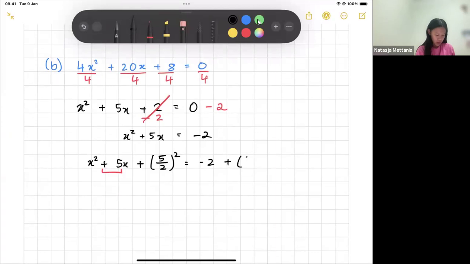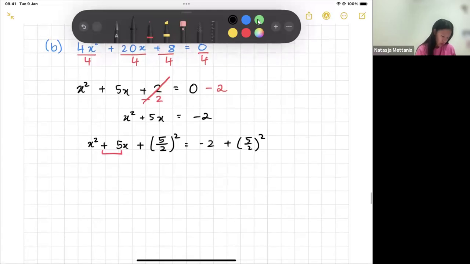What I do to one side, I must do to the other. Now we are going to factorize it, because 5 divided by 2 can't give me a nice whole number. So therefore, I'm just going to leave it as a fraction, and I'm going to go straight to the factorization. So this is a positive 5 over 2.